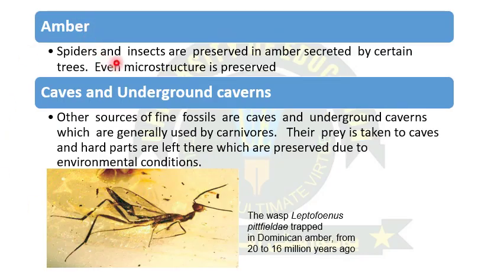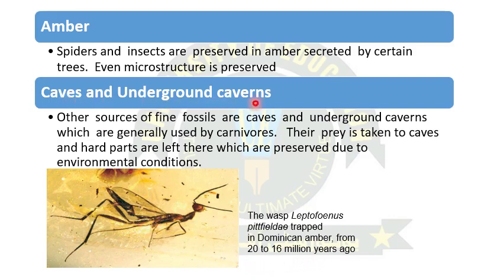Amber. Spiders and insects are preserved in amber secreted by certain trees. Even microstructure is preserved. Here is another diagram of a preserved wasp in amber, whose age is about 20 to 16 million years.